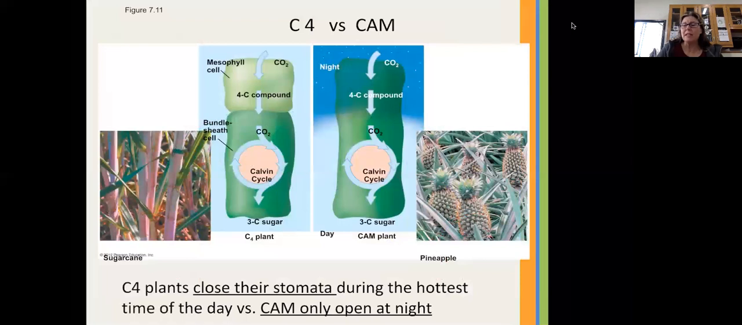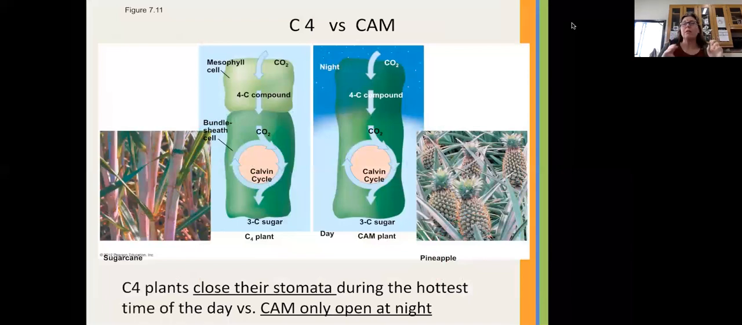Now, CAM plants, different story. CAM plants, these are your cacti, orchids, pineapples are an example of CAM plants. They live in very, very hot and dry environments, or at least environments where water loss is a serious issue. And so what's going to happen here is that CAM plants only open their stomata at night. So they open their stomata at night, they collect the CO2 and store it. They store it also as a C4.